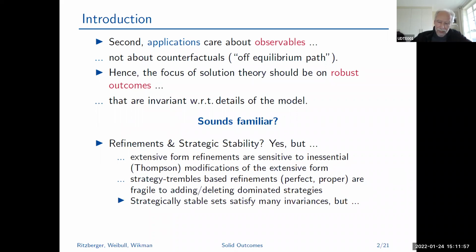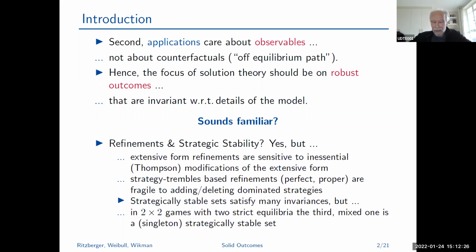But if you think of it, if you look at a very simple example, say a 2x2 game with 2 strict Nash equilibria, then there are actually 3 strategically stable sets. All of them are singletons. 2 of them are the 2 strict equilibria. But the mixed equilibrium, which must be there, is also a strategically stable set. That strikes us as a bit odd.